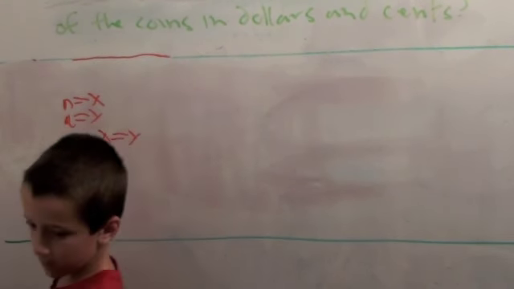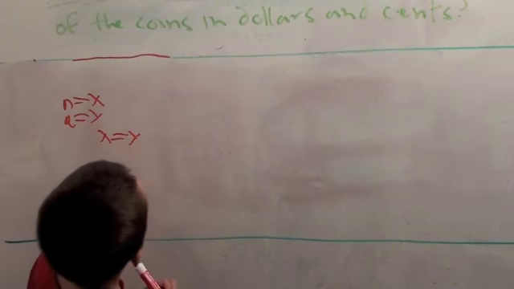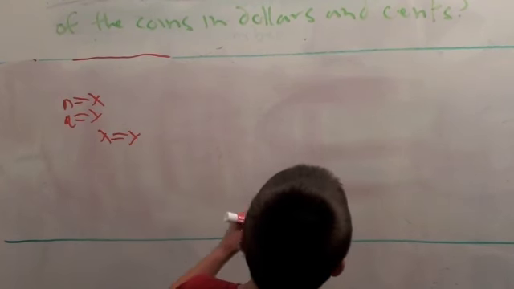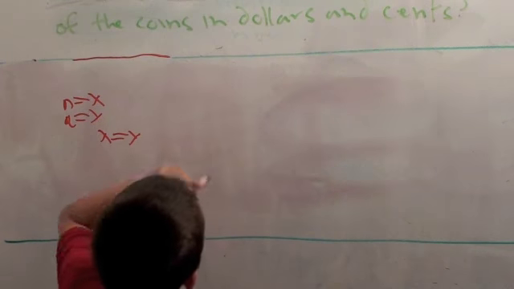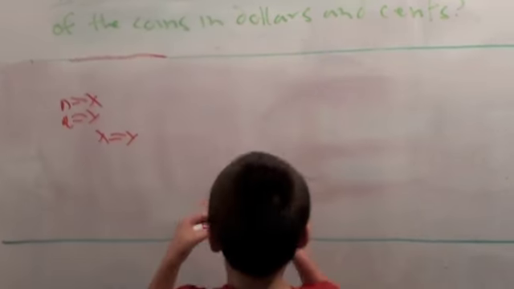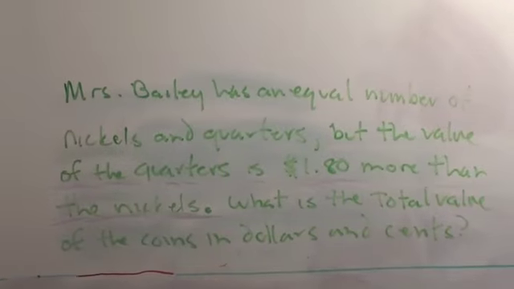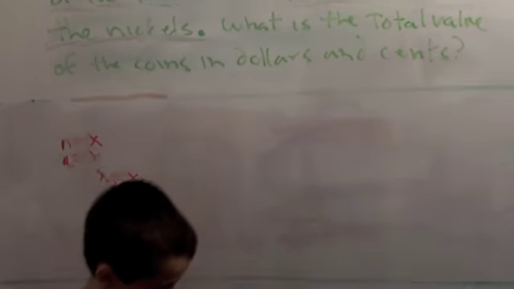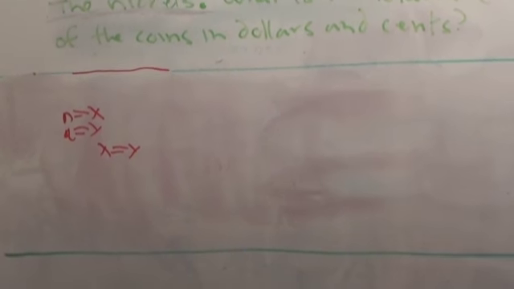Okay, how do we know that? Because it says that she has an equal amount. Right, it says Mrs. Bailey has an equal amount of nickels and quarters. Okay, very good. So that tells us that X equals Y.